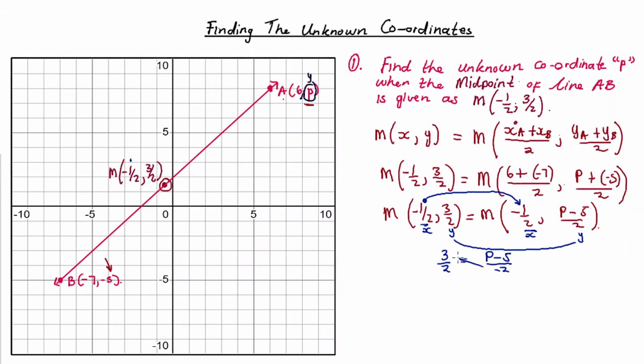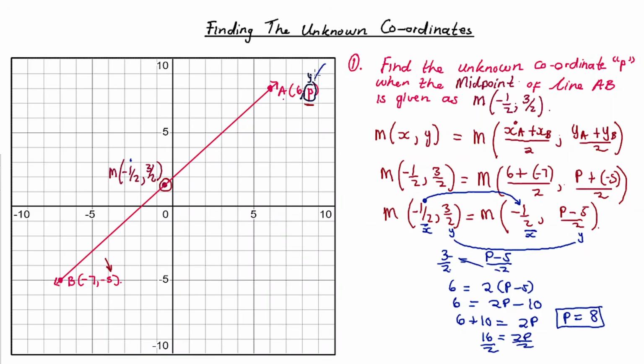Cross multiply. 2 times 3, 6. 2 times p minus 5, it's 2p minus 10, right? So it's 6 equal to 2p minus 10. Transpose the 10. That's 6 plus 10 equal to 2p. That's 16 equal to 2p. Divide both sides by 2. That gives us a p of 8. Again, we just found the coordinate for p.